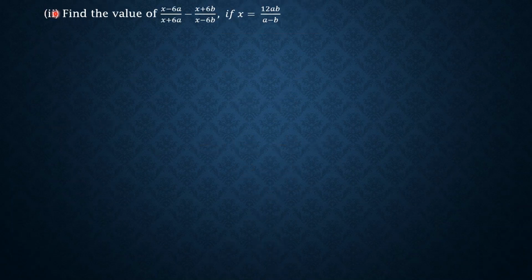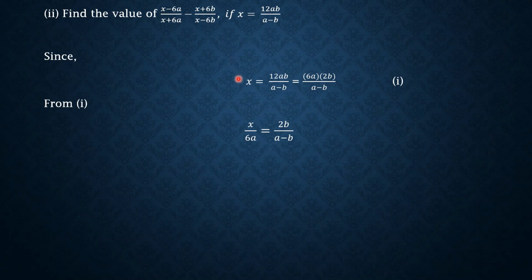Now the second part of this question. Find the value of x minus 6a over x plus 6a minus x plus 6b over x minus 6b if given x equal to 12ab over a minus b. Now students, look that as x equal to 12ab over a minus b, we can write this as 6a into 2b. Why we write 12ab as 6a into 2b?